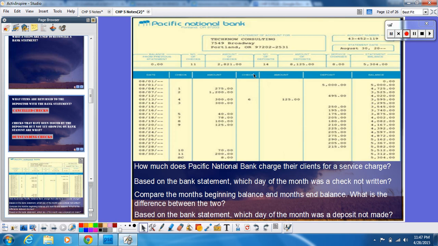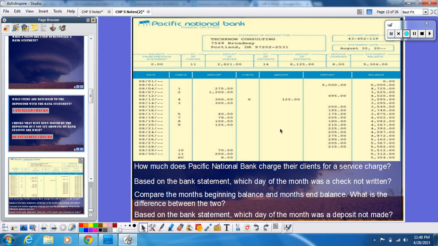Alright, so this is a bank statement. Okay? It shows you all the activity in your account for the month. Alright, so let's talk about how much does Pacific National Bank charge their clients for a service charge? So a lot of banks charge you a fee to use their bank, and that's called a service charge. Now if you look on here, there's a couple spots where you can locate what that charge is going to be, and they charge it every month.